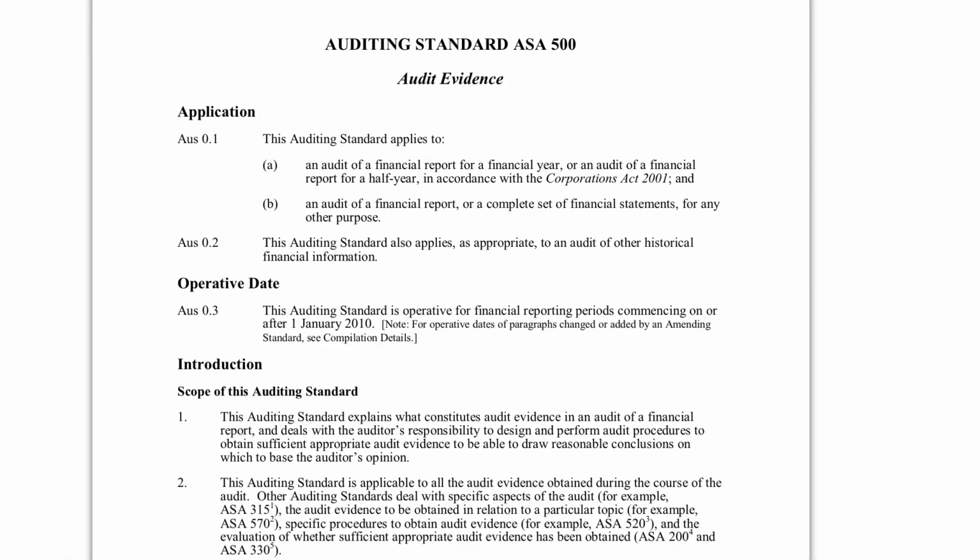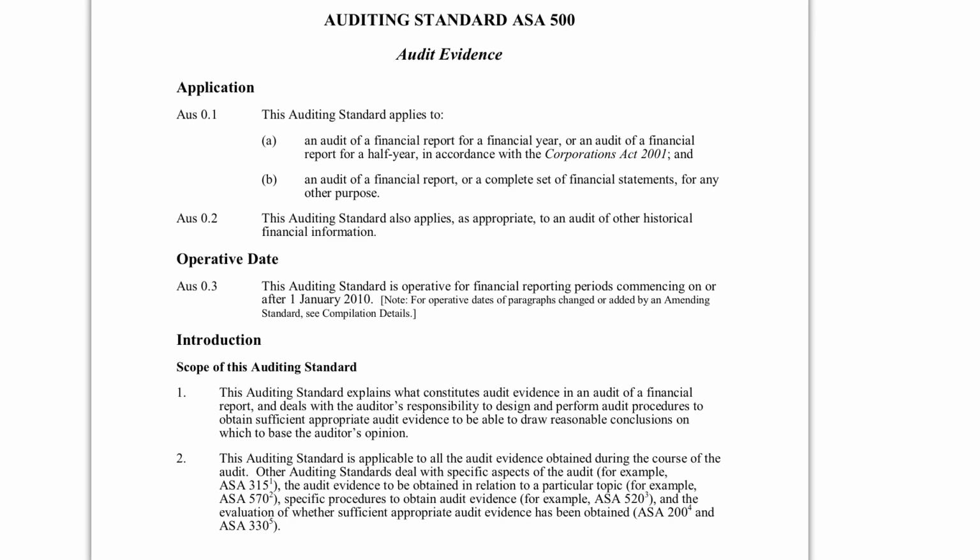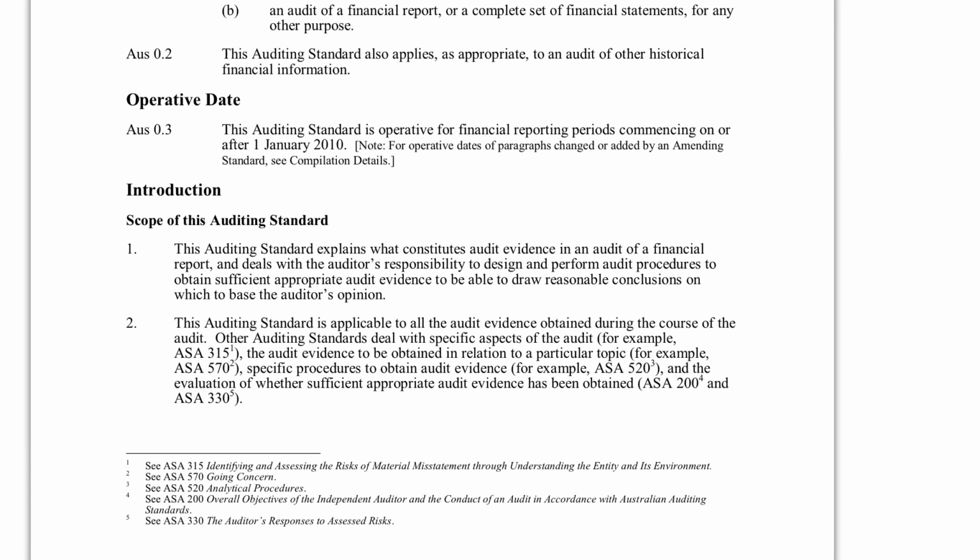When we dig into the standard, we start with the scope. And the scope is always, what is this standard about? So the scope actually says here, it's what exactly is audit evidence. So constitutes really means what exactly is audit evidence in the audit of our financial report. And it talks about what our responsibilities are, because we have to design and perform audit procedures to be able to get evidence so that we can draw our reasonable conclusions in our auditor's opinion. Remember, I can't make an opinion without some form of evidence, or making an opinion without any evidence would certainly be a contravention of the auditing standards.